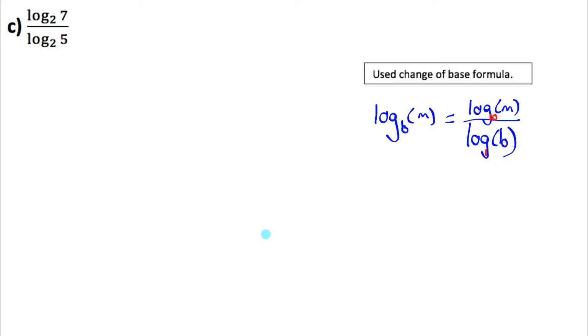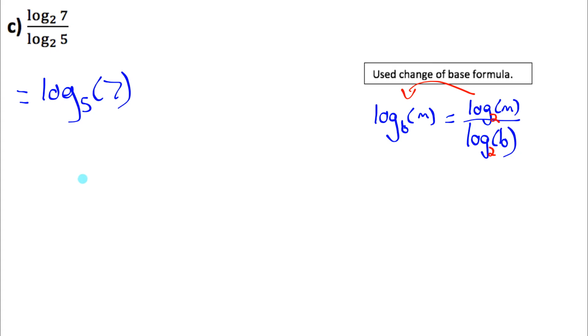But they don't have to be 10. They can be anything. In fact, they could be 2. All that matters is that they're the same number. So these could both be 2. So we could use this version of the change of base formula and then go from the right side of this equation to the left side. If I do that, I could rewrite this as a log base 5 of 7.